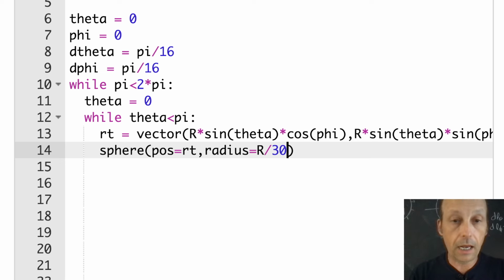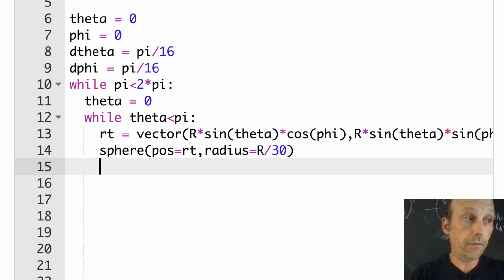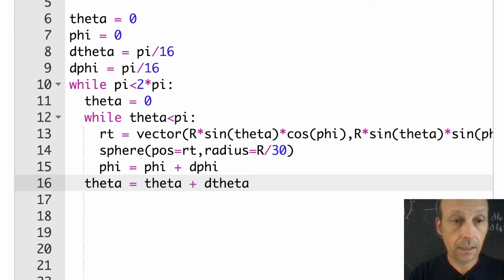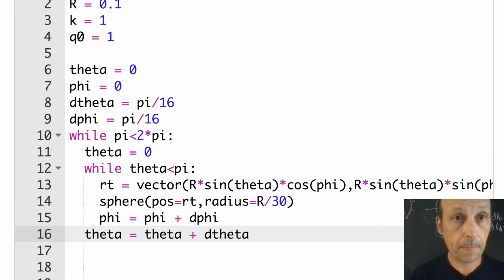I just picked that. Now I need to increase my value of phi. Phi equals phi plus d phi. And then I need to increase my value of theta. Theta equals theta plus d theta. And that should do it. Let's just see what kind of damage we did here.